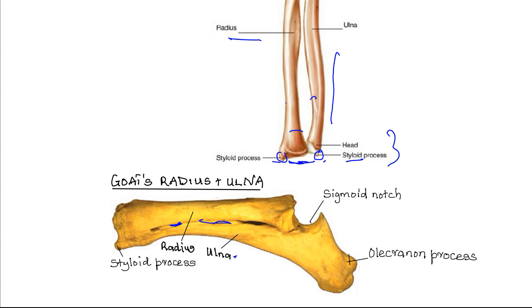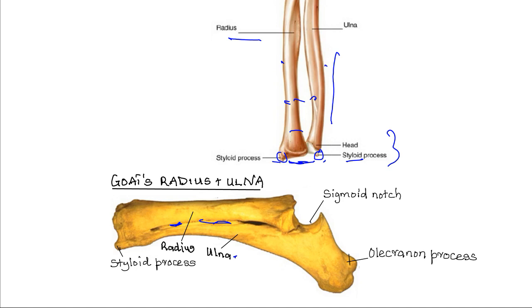See, the reason why these two are not firmly bound is to enable the sliding of radius over ulna, to enable the turning of the hand downward or upward or sideways, so that we can manipulate things easily, like turning a key or a doorknob. That involves the sliding of radius over ulna. So the two bones are separate.